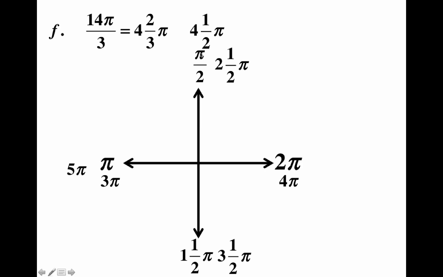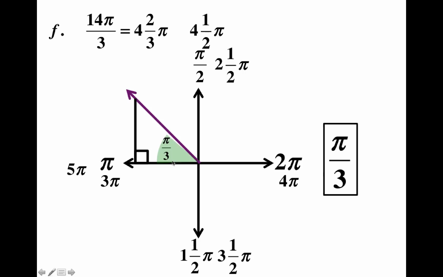Notice it's between 4.5 and 5 pi. So our line's going to be here. Connected to the x-axis, creating a right angle. If this was going around 4 times and then 2/3 more, that means this part has to be 1/3. So pi over 3 is my reference angle.